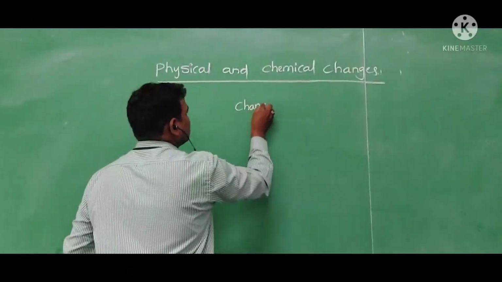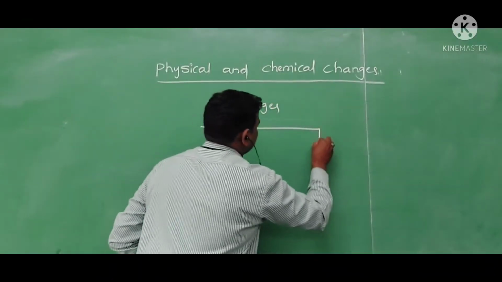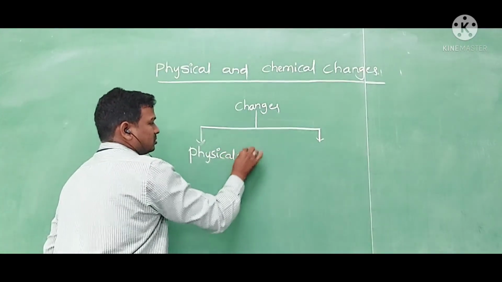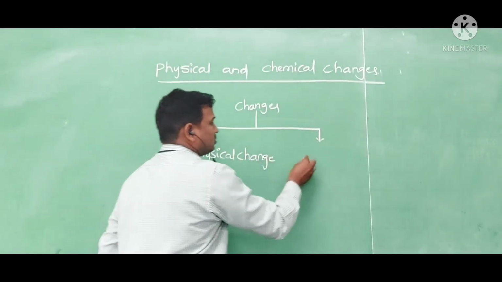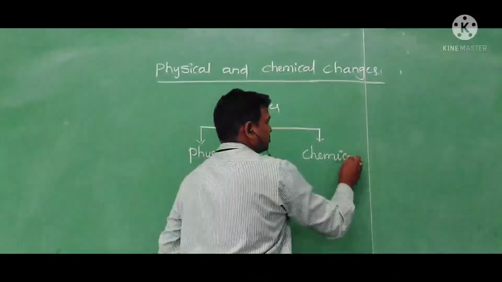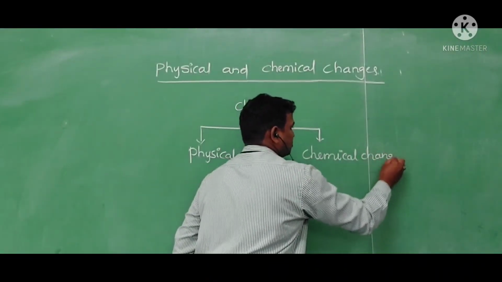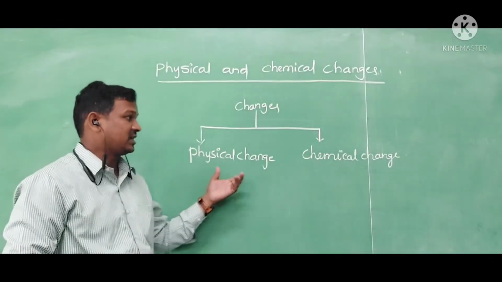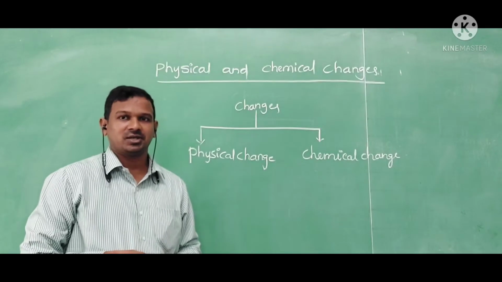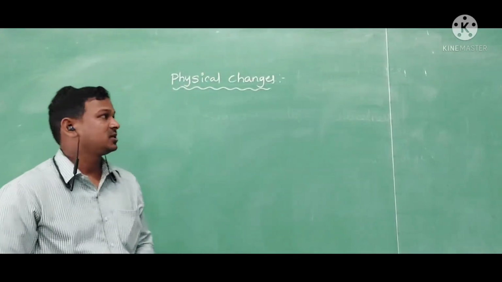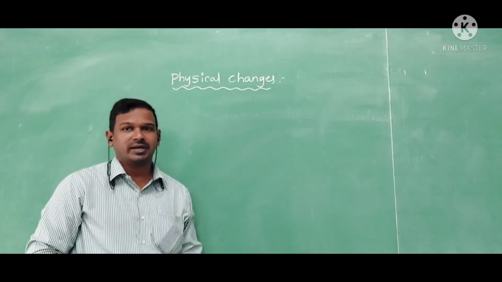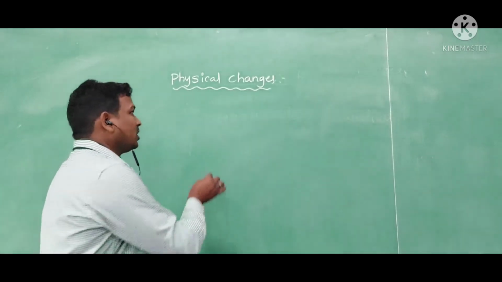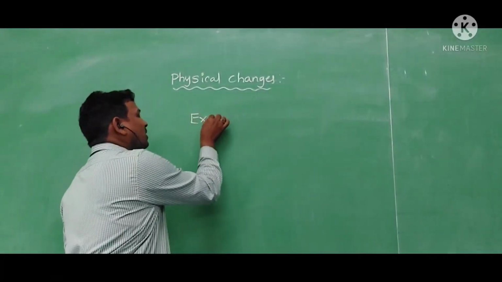So here, changes. These are the two types of changes in chemistry: physical change as well as chemical change. Physical changes are also called temporary changes. Why are they called temporary changes? Here, with the help of an example, I will explain.